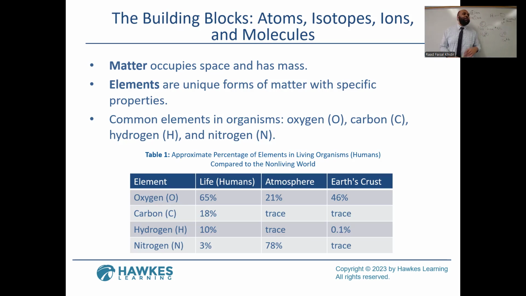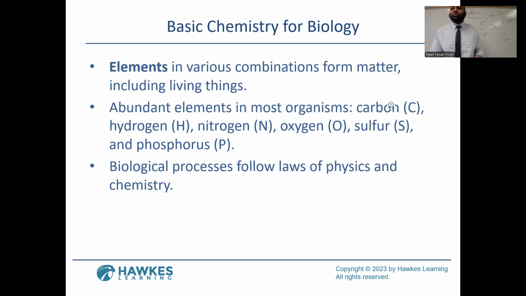So matter can be liquid, gas, or solid. So common elements in organisms are, you need to know these six, the six major. You can make a mnemonic. Carbon, hydrogen, CH. Then put an oxygen there, CHO. Then put an N, nitrogen. So C for carbon, H for hydrogen, O for oxygen, N for nitrogen, P for phosphorus, and S for sulfur. CHONPS. Whatever helps you remember.